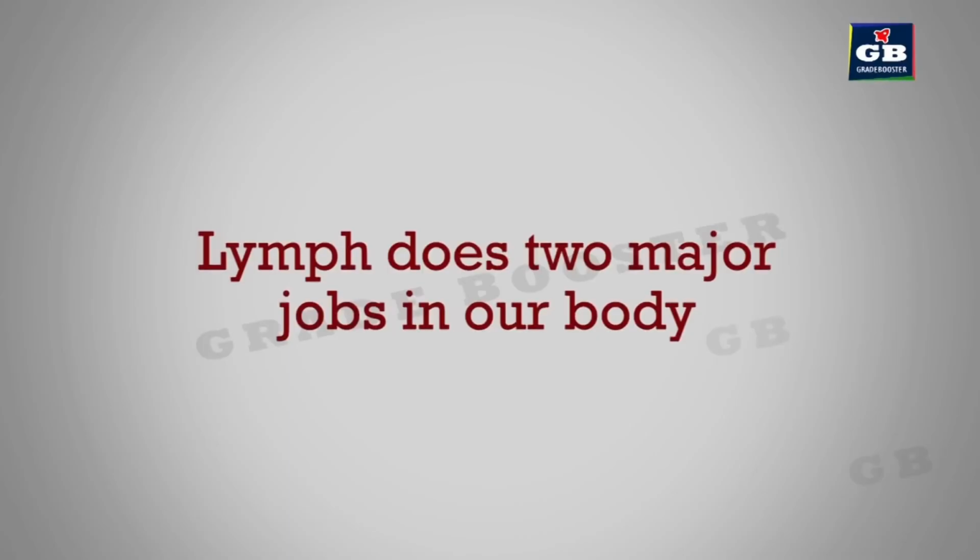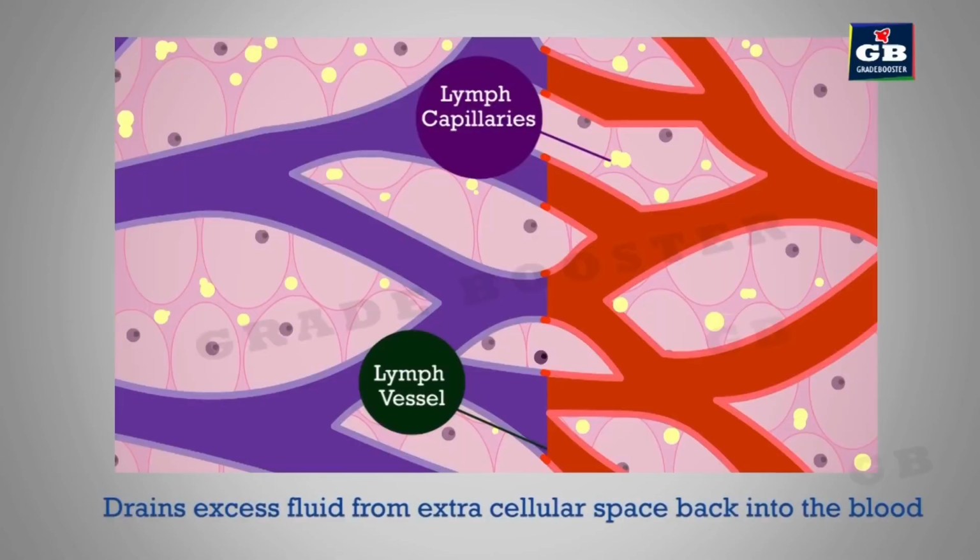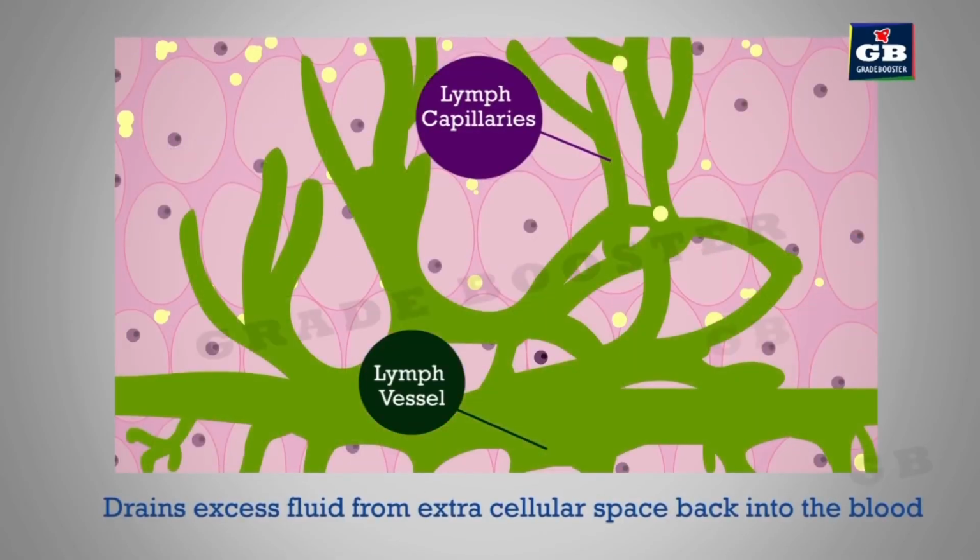The lymphatic system does two important jobs. The first job of lymph is to absorb the digested fats in the intestines. The second job is to collect the extracellular fluid and deposit it into the bloodstream. These are the important points of the animal transport system.